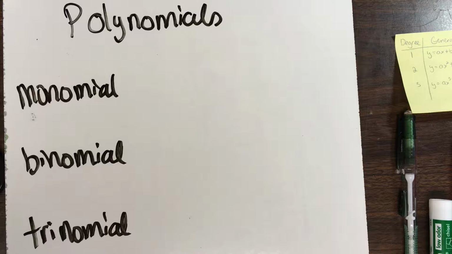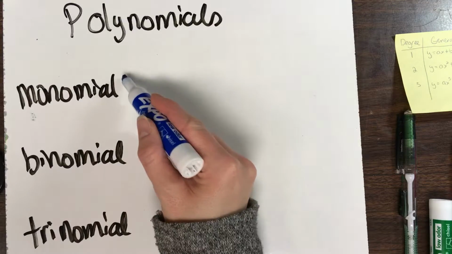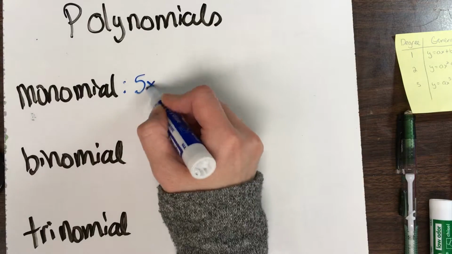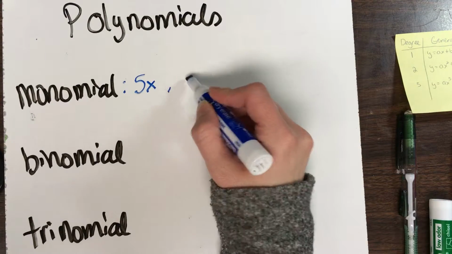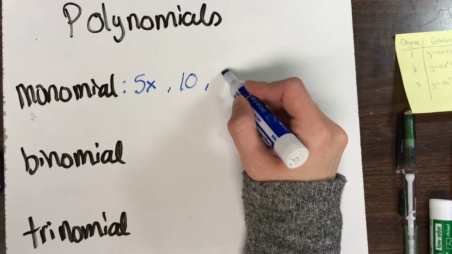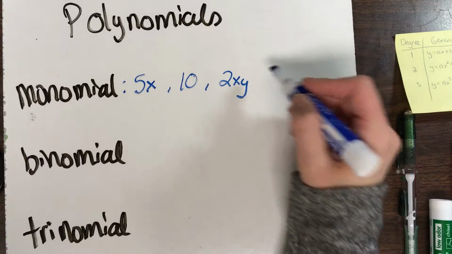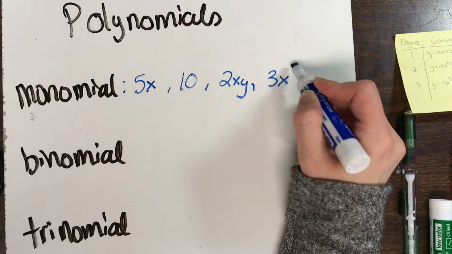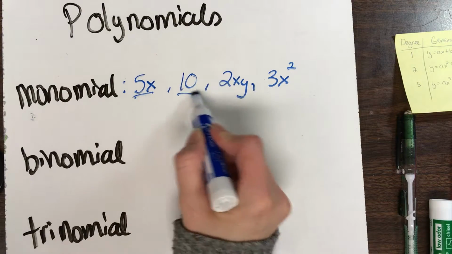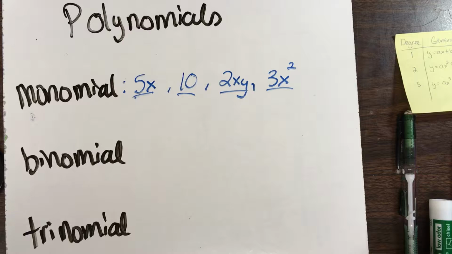Polynomials are expressions that have numbers, variables, exponents. We have three specific types of polynomials. A monomial is a polynomial that only has one term, like 5x, one term. I could just have a single number, 10. I could have multiple variables, and we could also have exponents. So these are examples of monomials. One single term, no plus or minus signs.